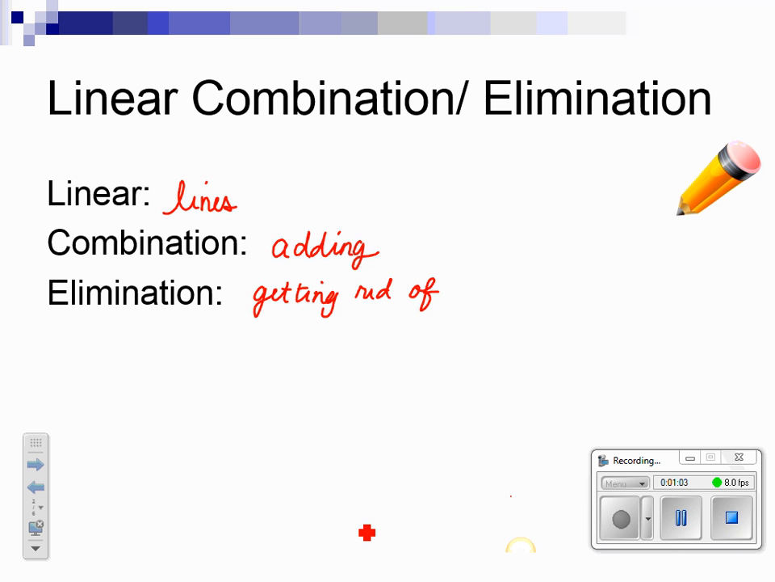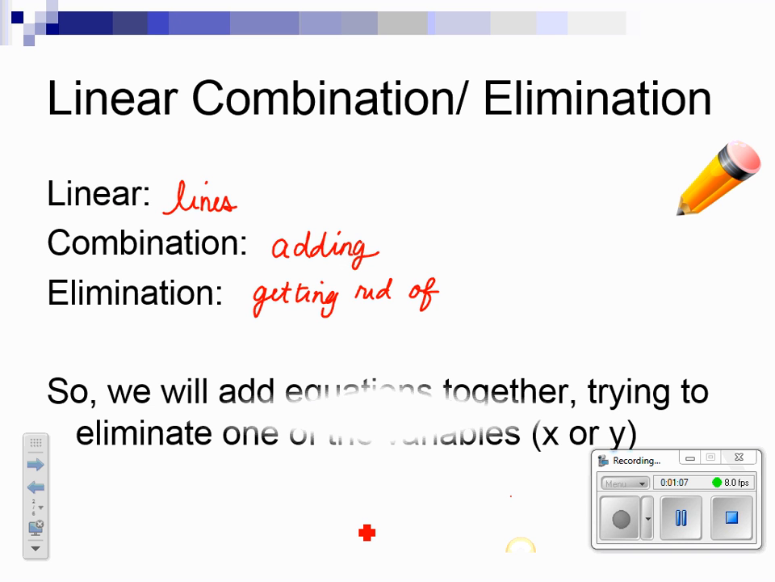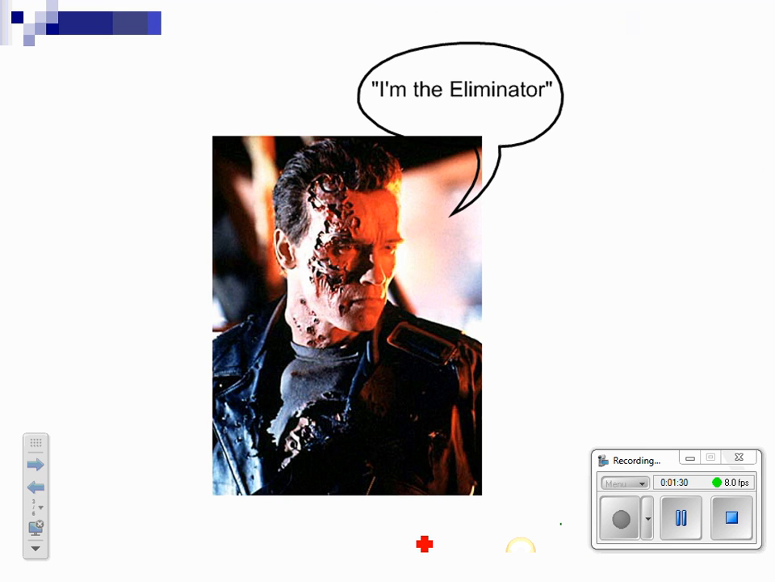Okay, so we are using linear combination slash elimination to add up the equations, these linear equations, and we are going to eliminate one of the variables. And when we eliminate one of the variables, it's kind of nice. We already get a variable, and then we can plug that variable back in and find your x and y, your intersection, or your solution for these systems of equations.